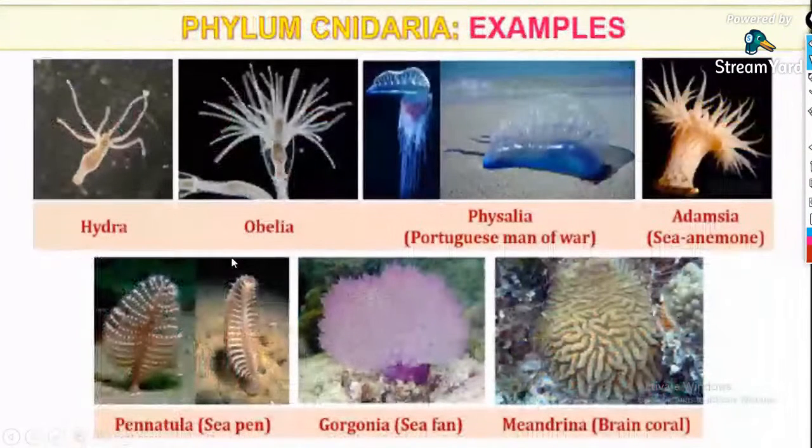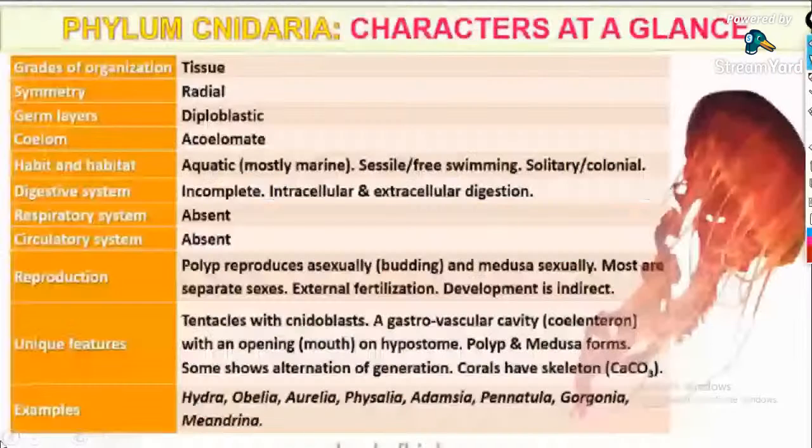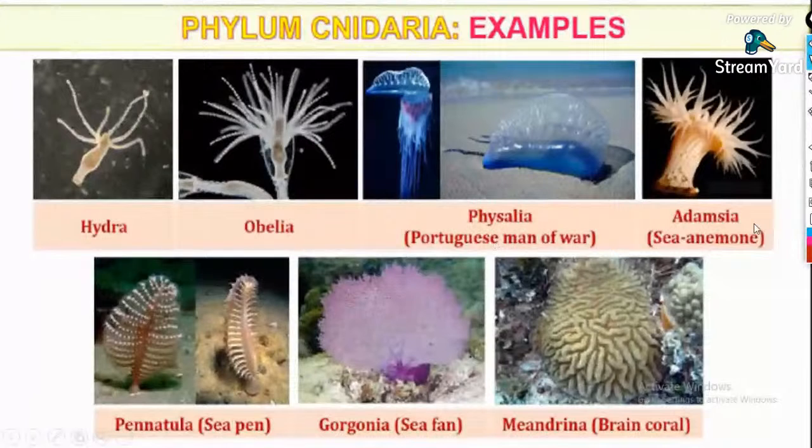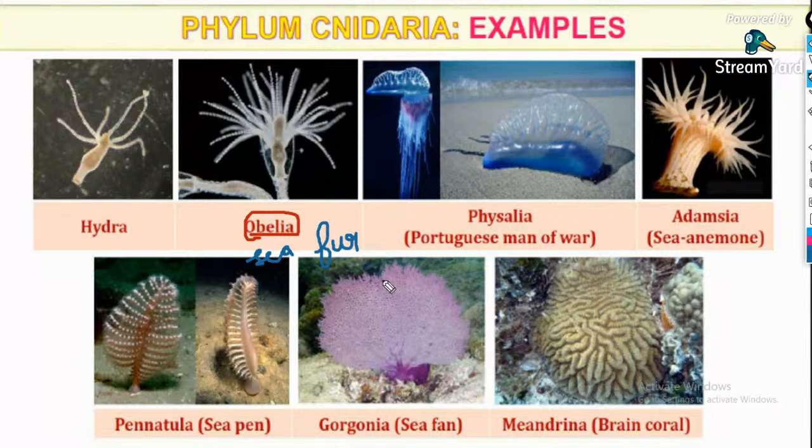These are the examples of cnidaria: Hydra, Obelia, Physalia, Adamsia, Pennatula, Gorgonia, Meandrina. All these are examples of this cnidaria. Now you should focus on something extra. Obelia is also known as sea fur. Physalia, Portuguese man of war. Very important.